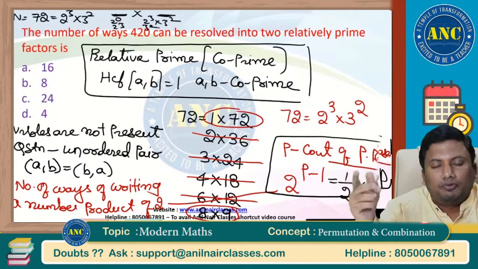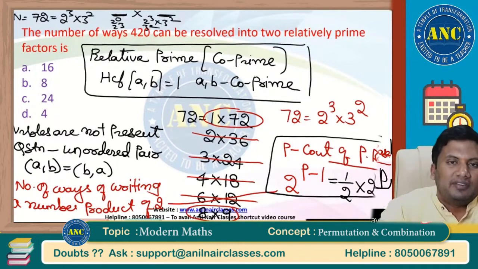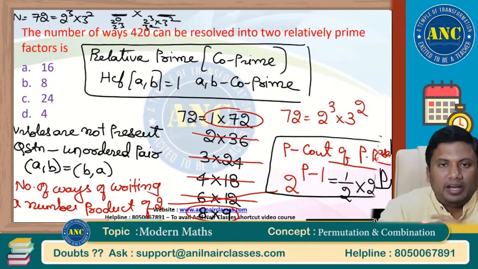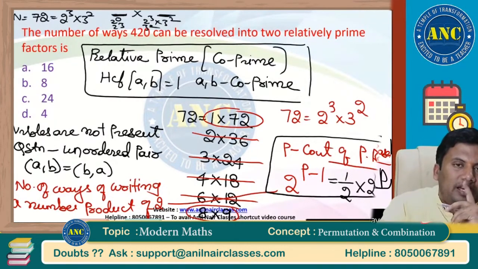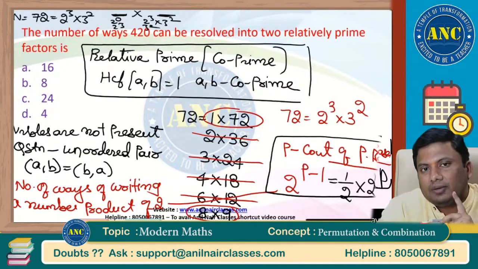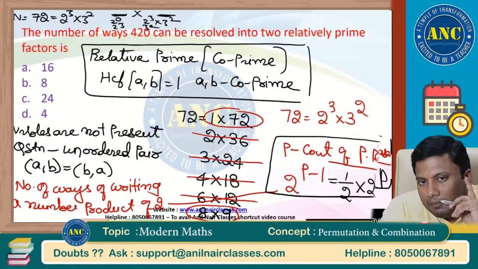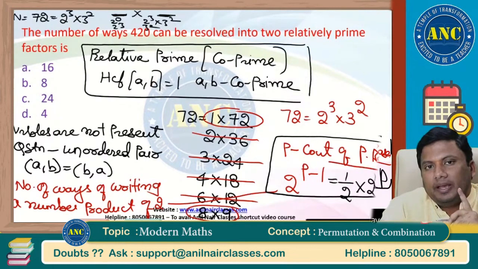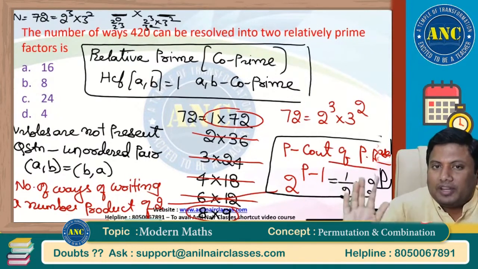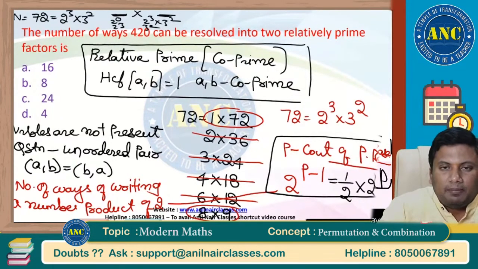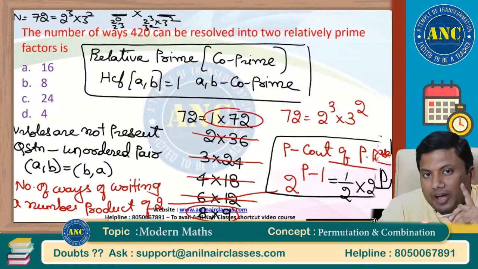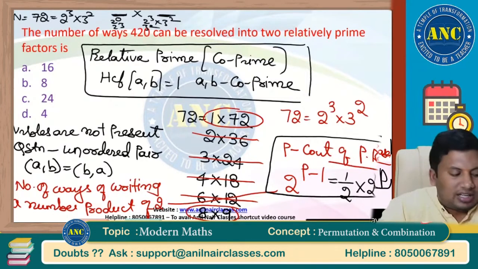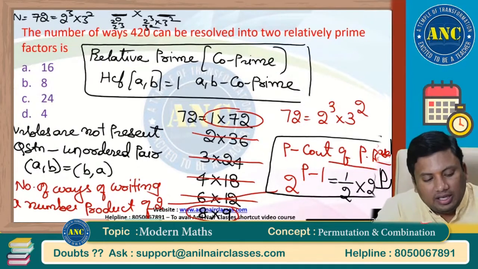2 into 2 is 4. Half of the cases are reverse cases, which should be eliminated. So we got 2 power p minus 1, which is nothing but 1 by 2 into 2 power p. Why 1 by 2? Half of the cases are reverse, which can be eliminated. Each value can be either the lowest or the highest.